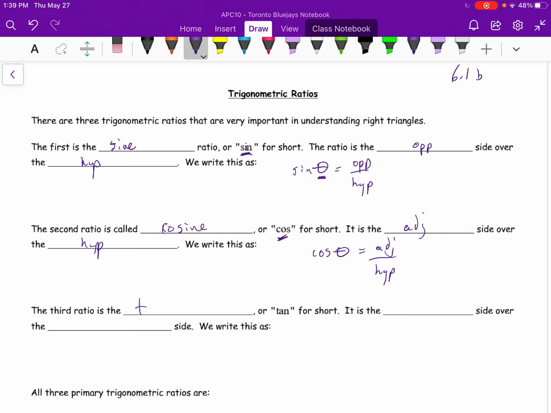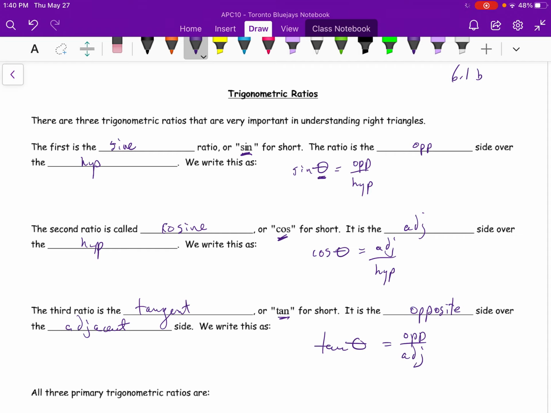The third ratio is tangent, or tan for short. It is the opposite over the adjacent. And we write this as tangent theta is equal to opposite over the adjacent.